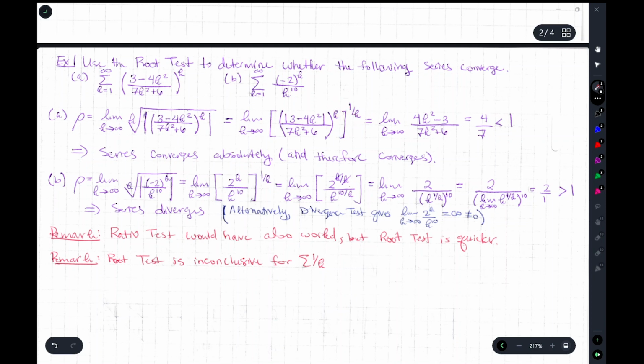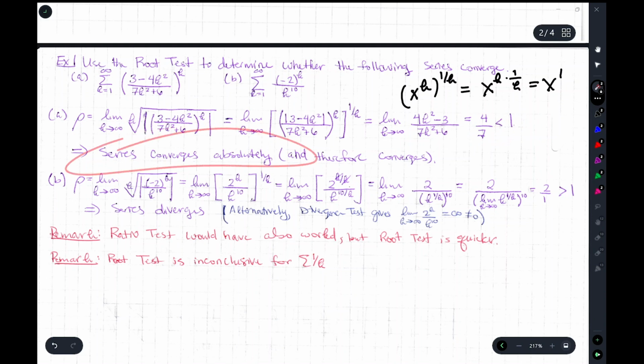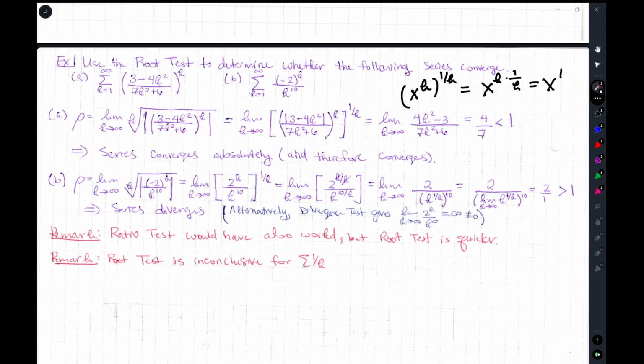And we do have this property that x to the k, to the 1 over k, is equal to x to the k times 1 over k, which is equal to x to the 1. You can multiply exponents together. And so these k's cancel, and you end up with that term there. Taking the limit as k goes to infinity, you could multiply the numerator and denominator by 1 over k squared, and you'll get 4/7. That's strictly less than 1, and therefore the series converges absolutely, and therefore converges.